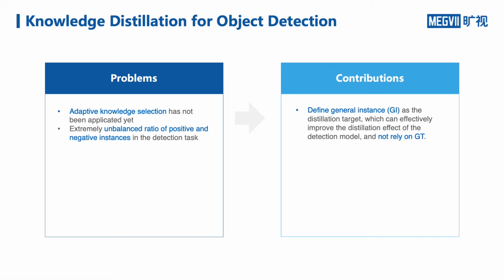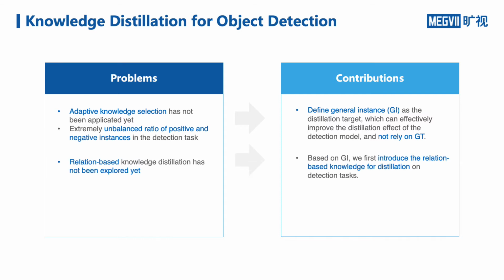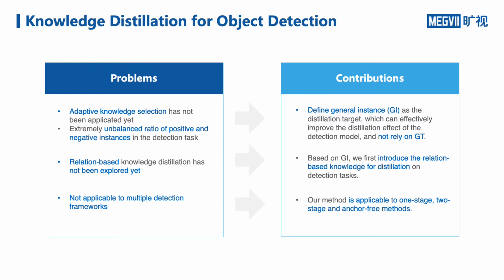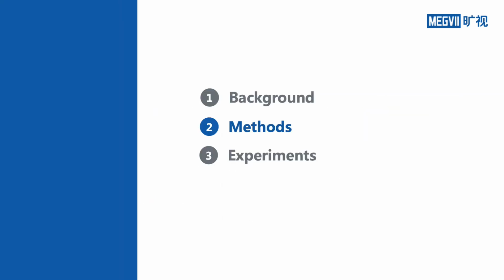Besides, previous works demonstrate the effectiveness of relational information on detection tasks. However, the relation-based knowledge distillation in object detection has not been explored yet. This leads to our second contribution. We first introduced the relation-based knowledge for distillation on detection tasks. Moreover, our method is also applicable to one-stage, two-stage, and anchor-free methods.